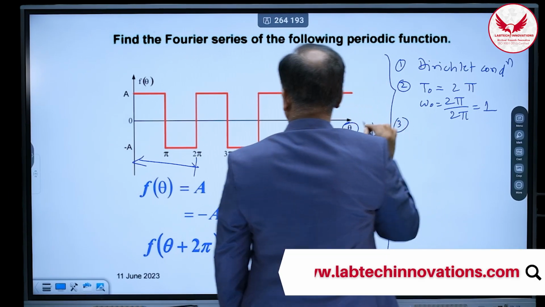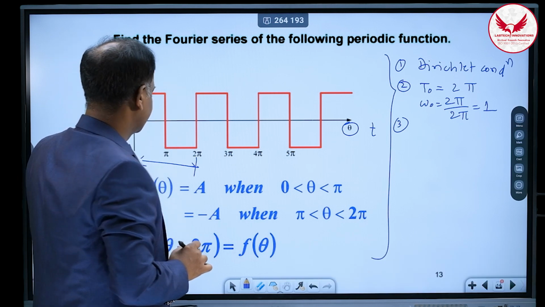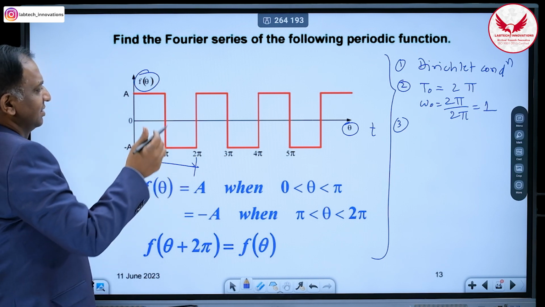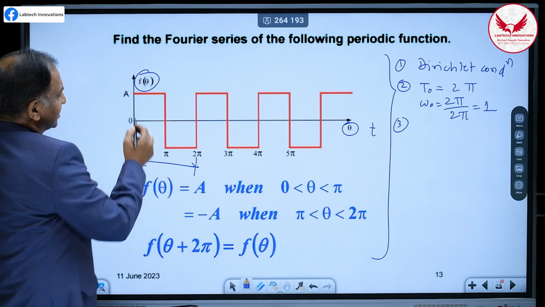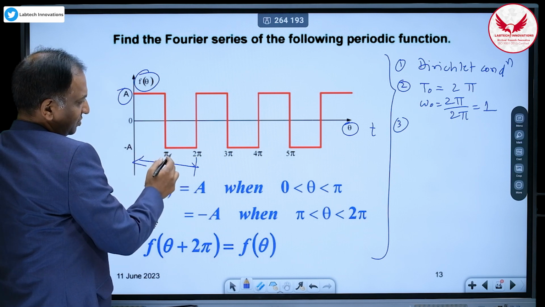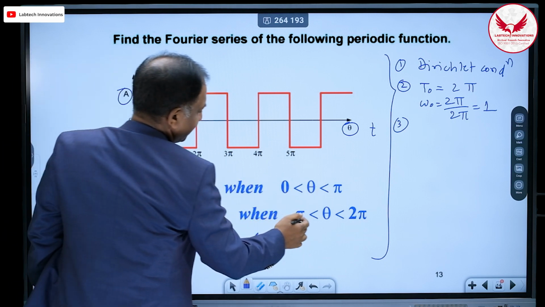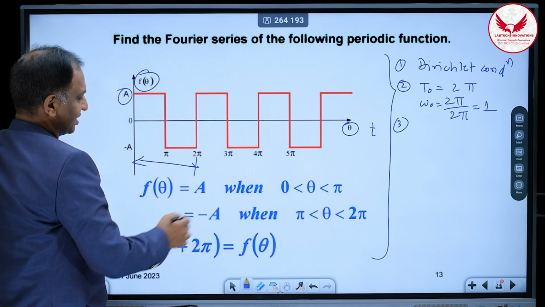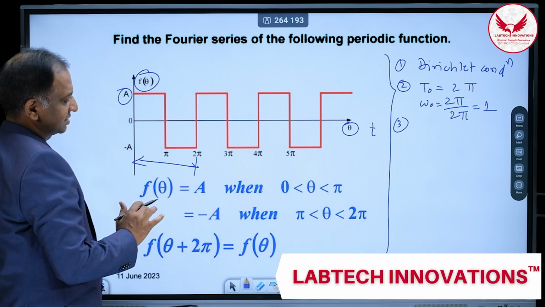The third step is to represent this signal in the form of a mathematical equation. So that is here f of theta. You can use any independent variable. Earlier we have used t, and here it is used as theta. So f of theta is equal to A for 0 to pi, its amplitude is A, and from pi to 2 pi, its amplitude is minus A. And as the signal is periodic, f of theta plus 2 pi is equal to f of theta. So therefore the signal is periodic.